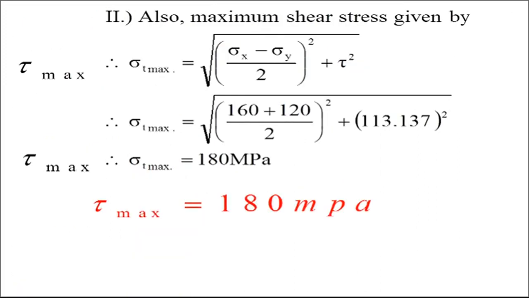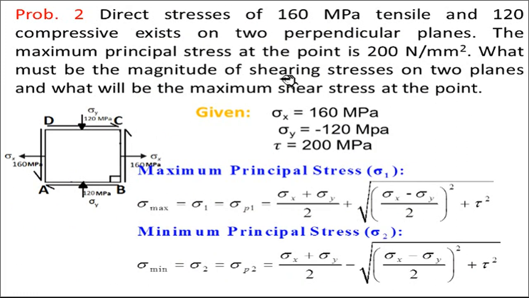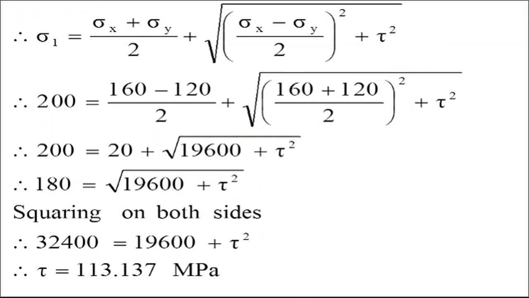Now after knowing the shearing stress, you have to calculate tau max, the maximum shear stress. So tau max is nothing but under root of ((sigma x minus sigma y) by 2) bracket square plus tau square. Because tau is known now, you can put that value and find out tau max. Because in the problem they have asked us to calculate shearing stress, that is tau, and maximum shearing stress, that is tau max. Both we have calculated.